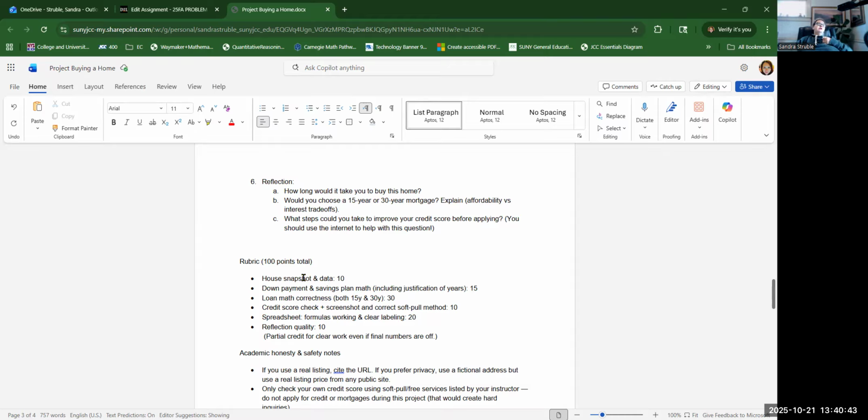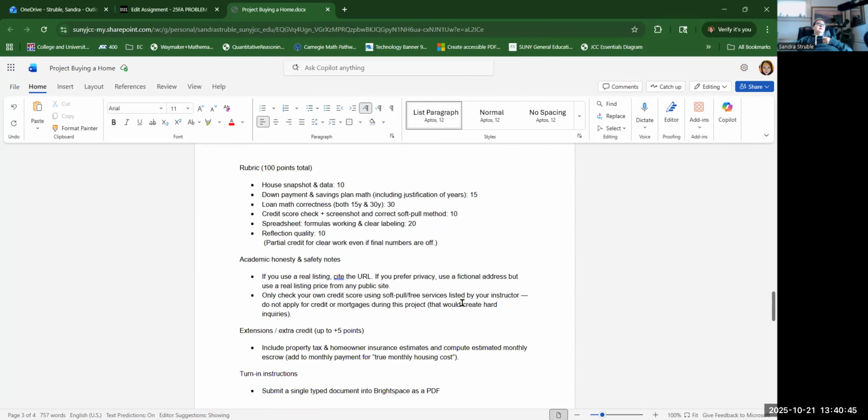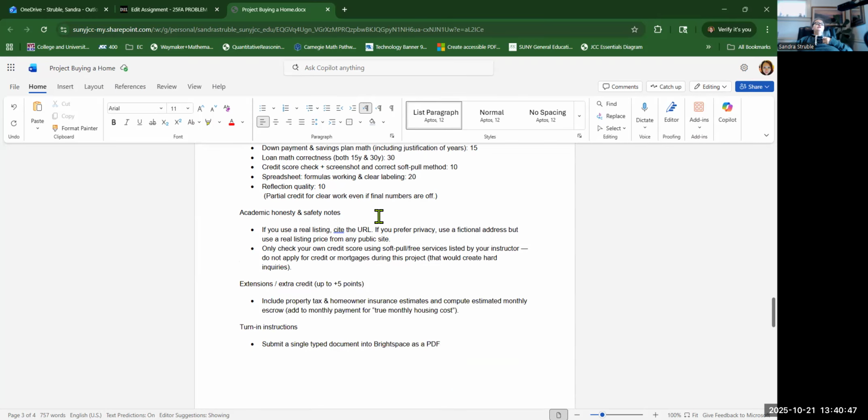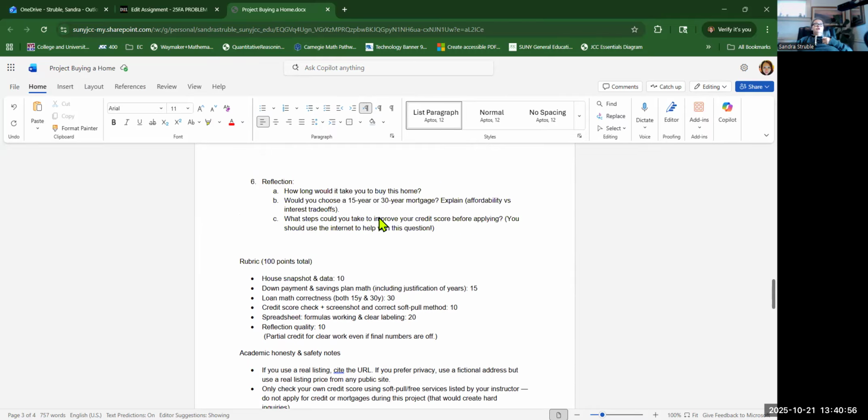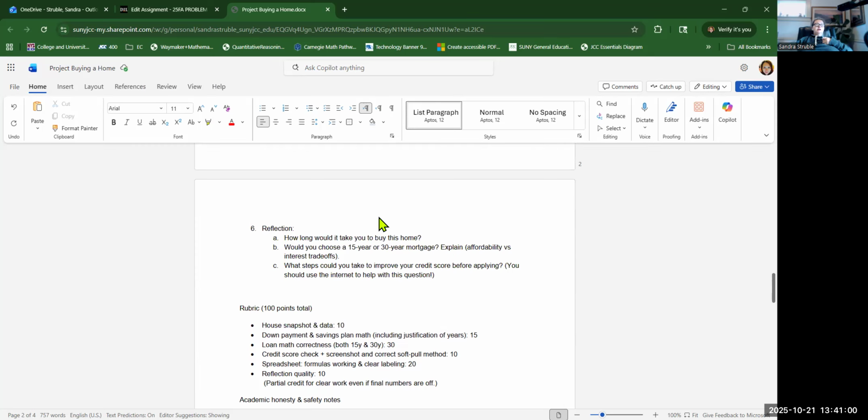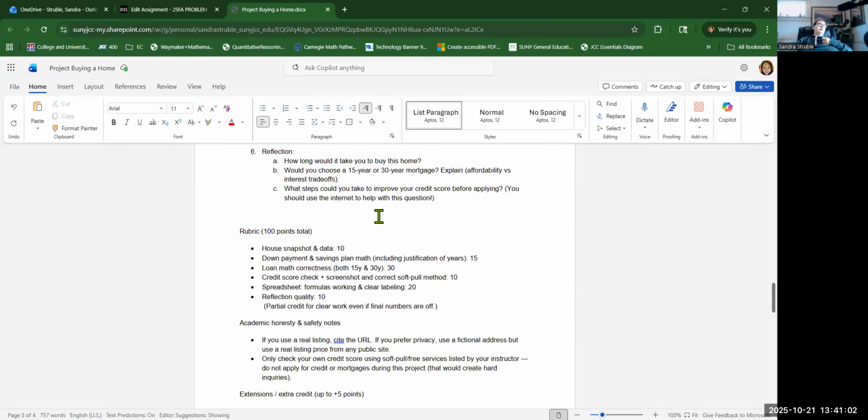This is the rubric on how you're going to be graded. Okay. Academic honesty and safety notes. I do not want this entire thing to be made from AI. The only part of this that should be AI is the part in what you can do to better your situation to get a better interest rate on your loans.